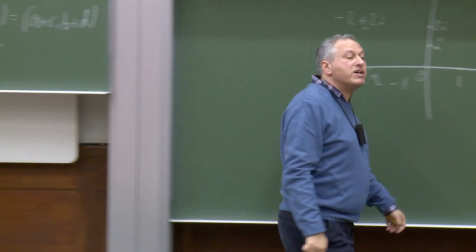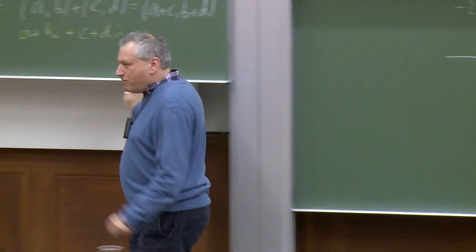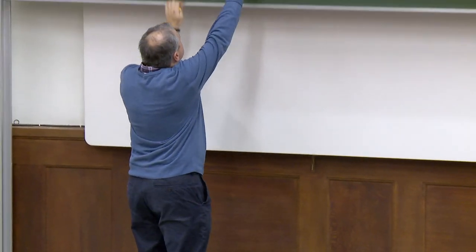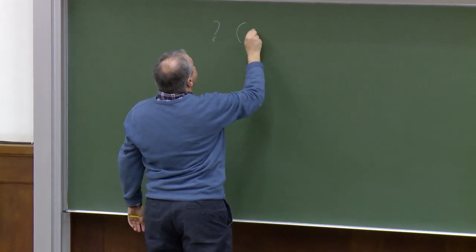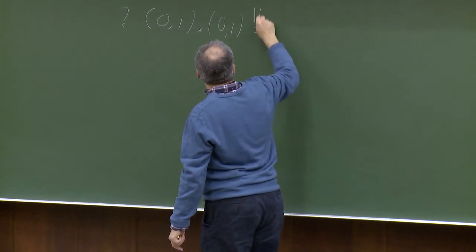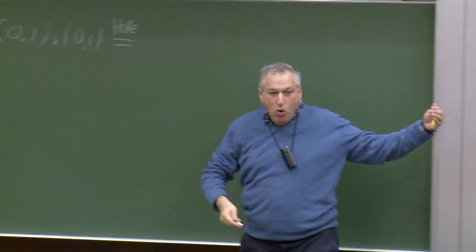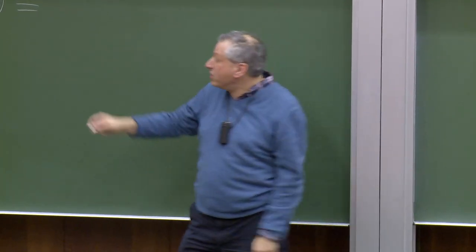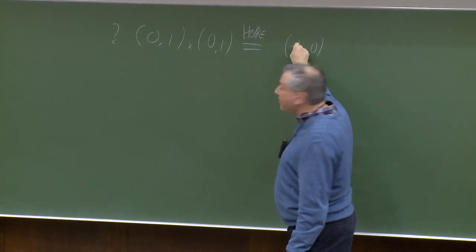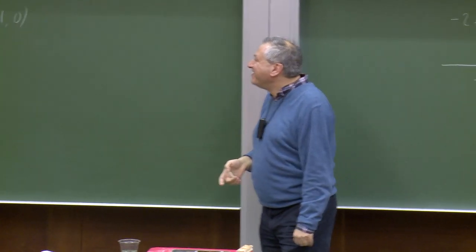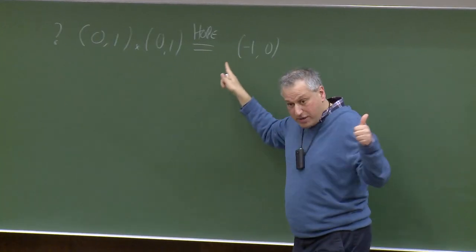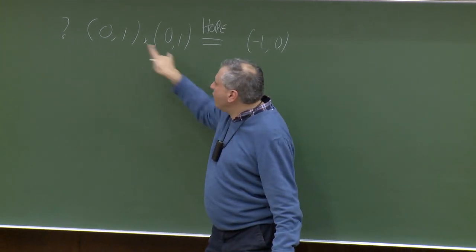And finally, do we have a thing that squares to minus 1? If this is right, it better be that point there. So it better be the case that, question mark, take the point (0, 1), multiply it by itself, and we hope it equals minus 1, the ordinary real number, remember the real numbers are on the x-axis, so that's (-1, 0). Well, let's check it. We first take ac minus bd: 0 times 0 minus 1 times 1, yep, minus 1. Then we take bc plus ad: 1 times 0 plus 0 times 1, that's 0.